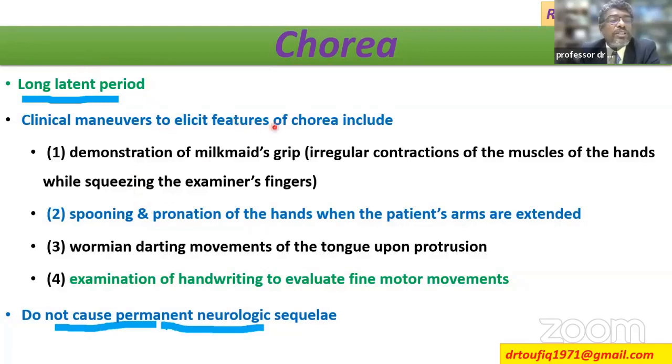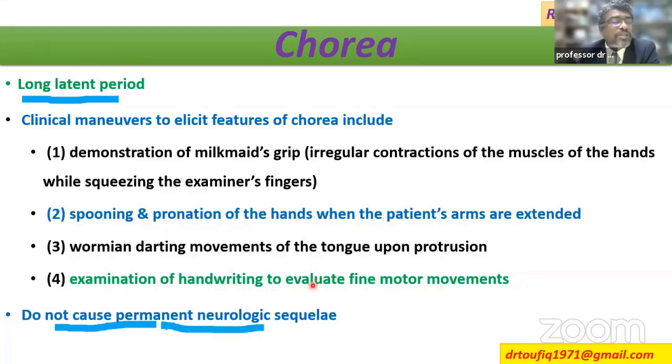Clinical maneuvers to elicit features of chorea include demonstration of the milkmaid's grip, irregular contraction of the muscles of the hands while squeezing the examiner's fingers. There may be spooning or pronation of the hands when the patient's arms are extended. There are also darting movements of the tongue upon protrusion. Examination of handwriting evaluates fine motor movements.